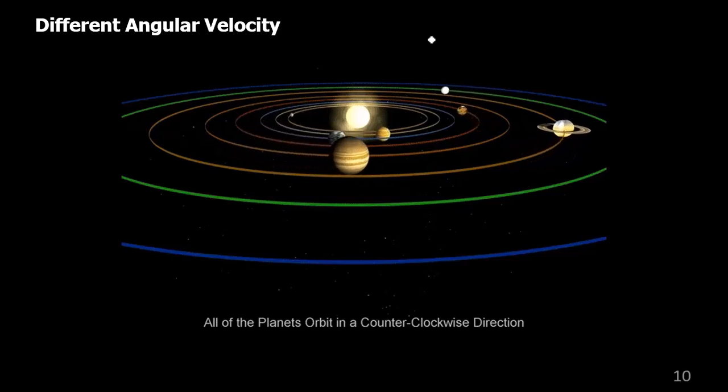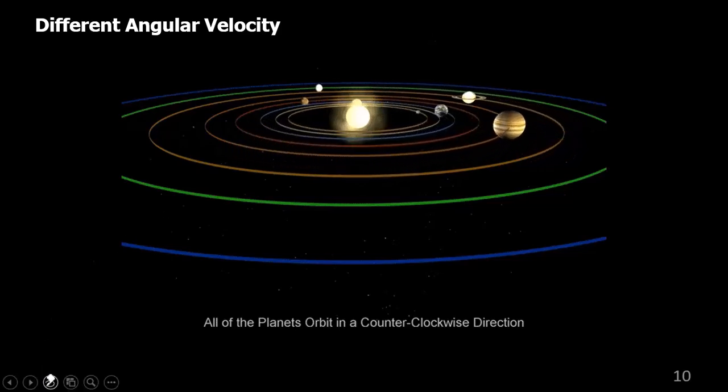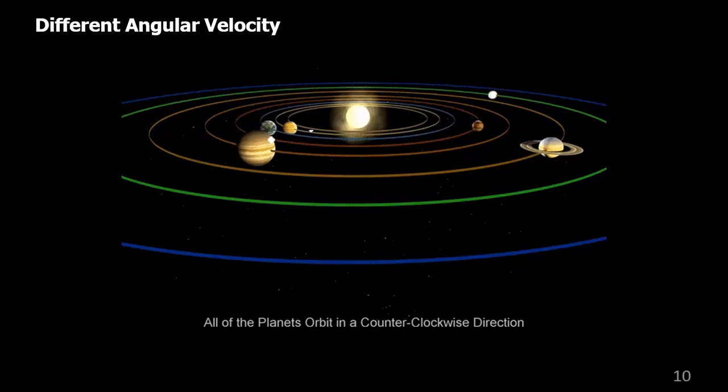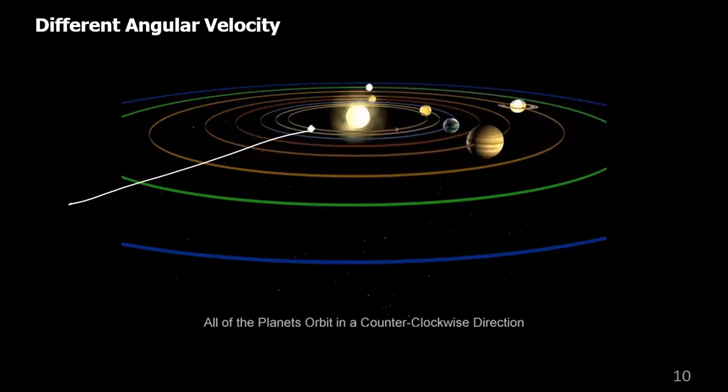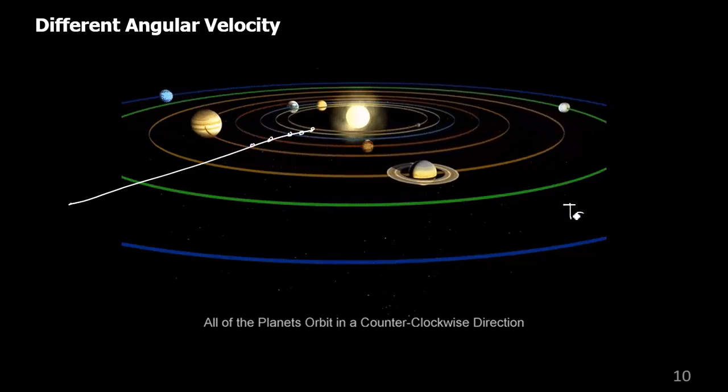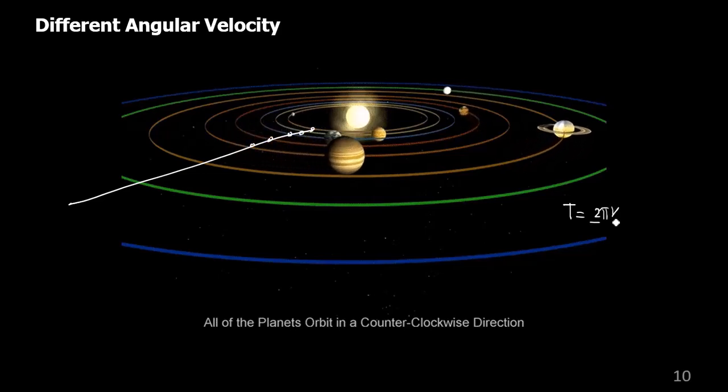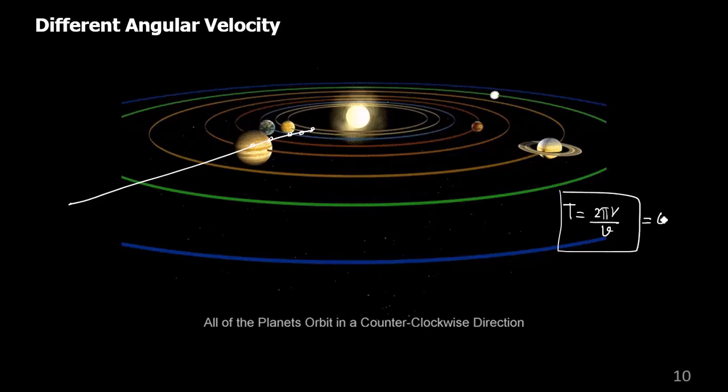Here, if I draw one particular line for our solar system, I can observe that this line is not cut by the different planets at the same interval of time. All the planets are crossing at different instants. That means the time for each planet is not the same. The radii are different, so the time is 2 pi r by v. So T is not constant for each planet.